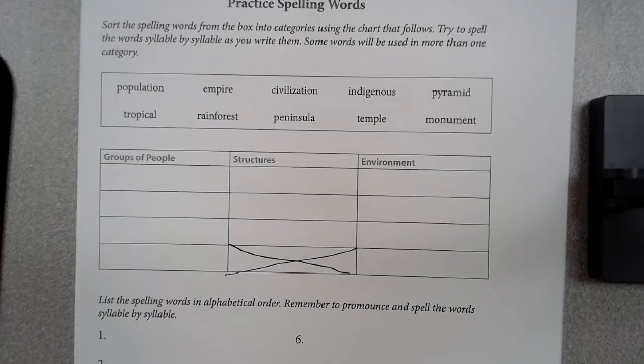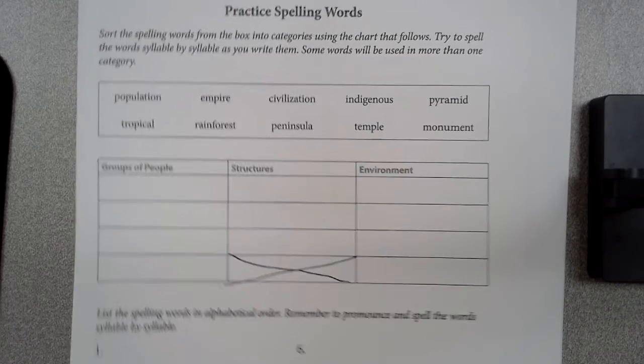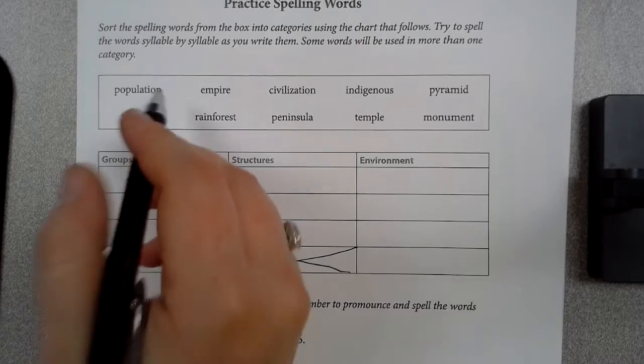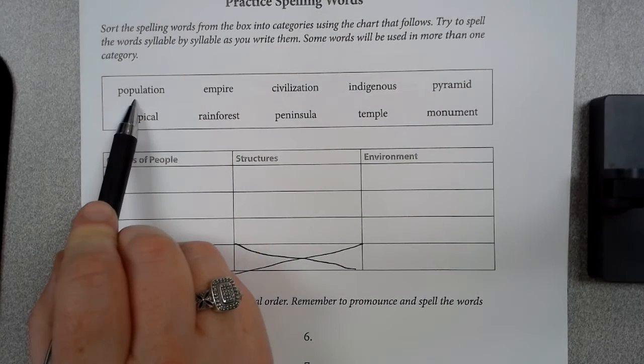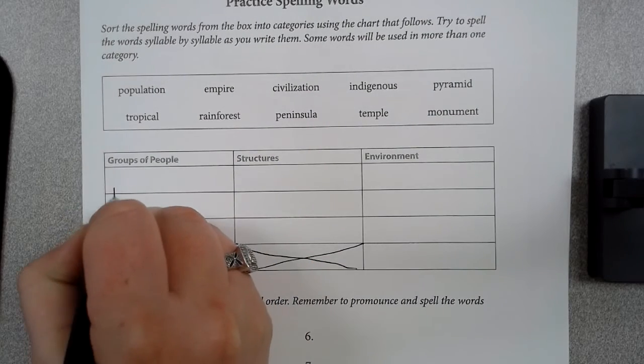Now, basically, how you would do this is you would say, okay, which of these words can be used to describe what a group of people would be a part of? Okay, groups of people. When you have groups of people, you have a population. So you would put population.